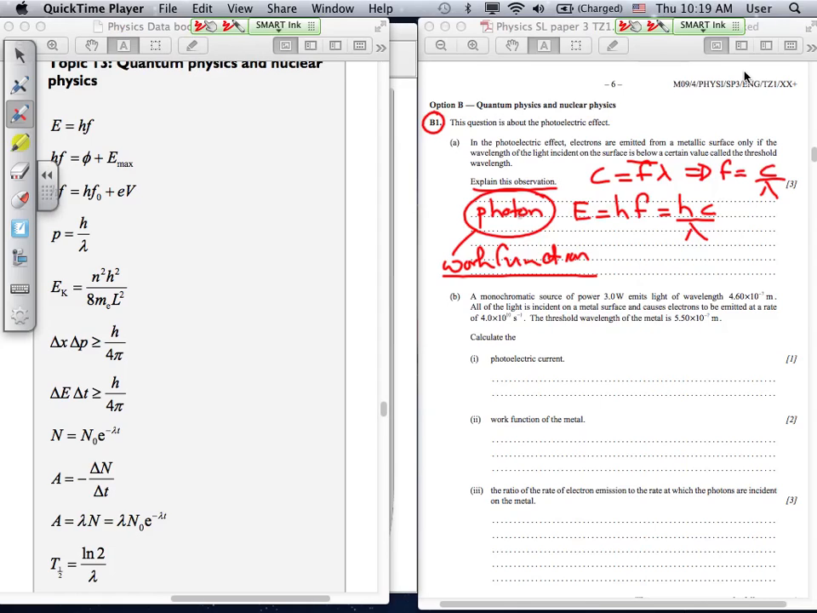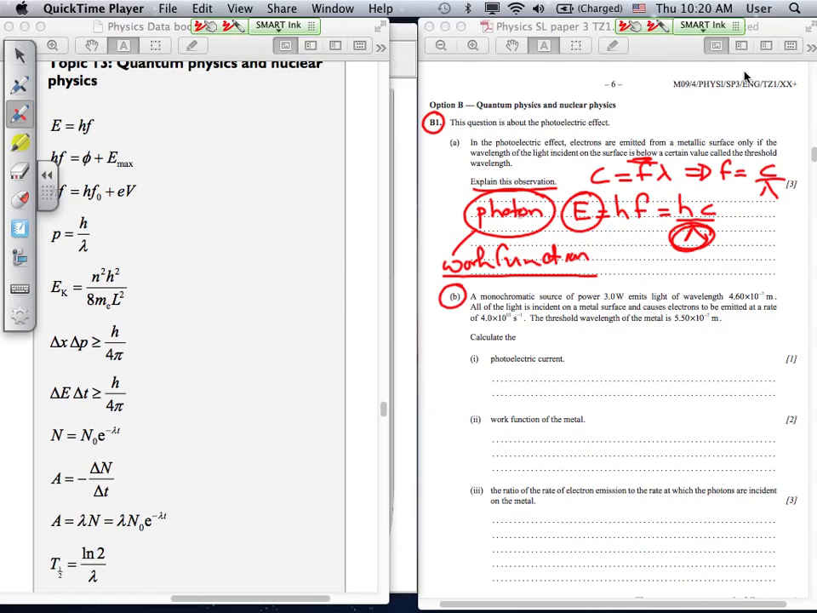Now, because we've got an inverse relationship, the wavelength needs to be below a certain value. You see where it says over here, below a certain value. If the wavelength gets too big, then the energy gets too small, and therefore it won't have the required energy. So it needs to be below a certain value.